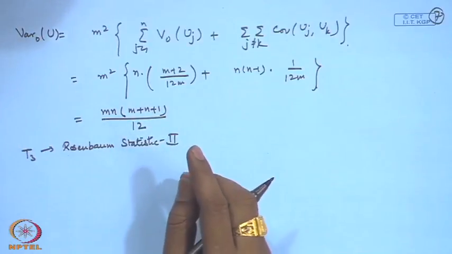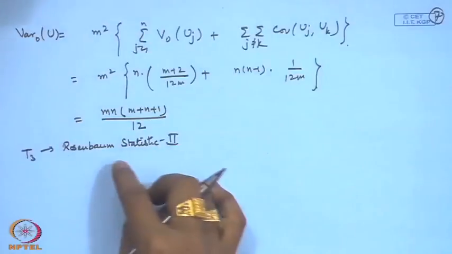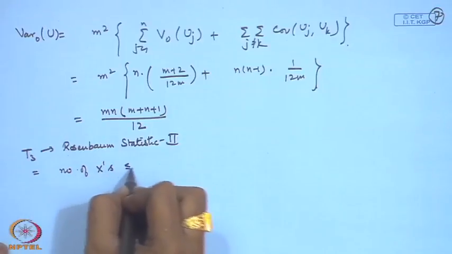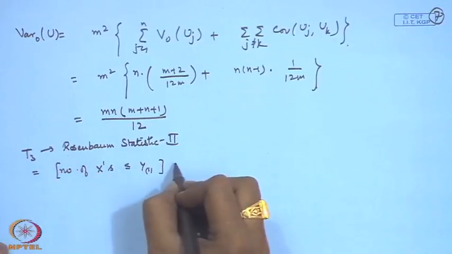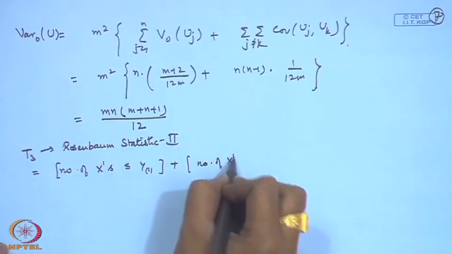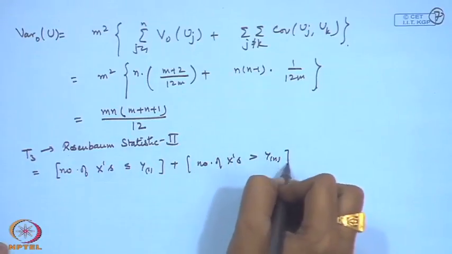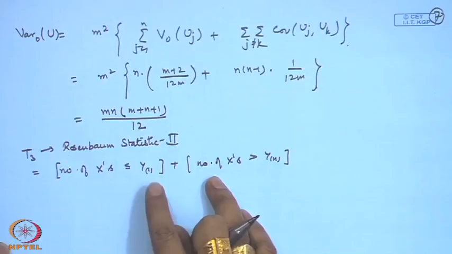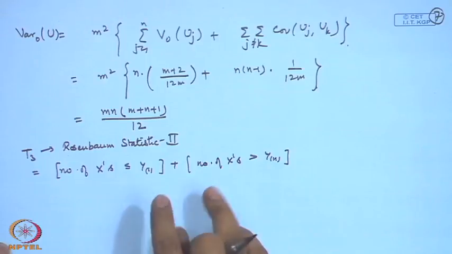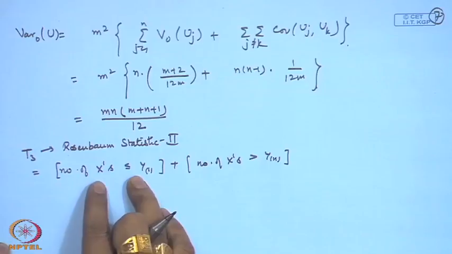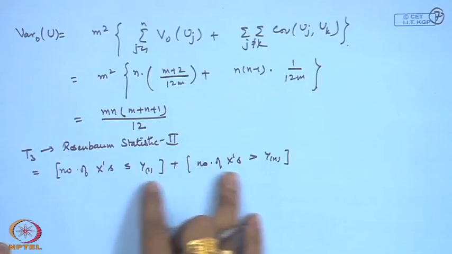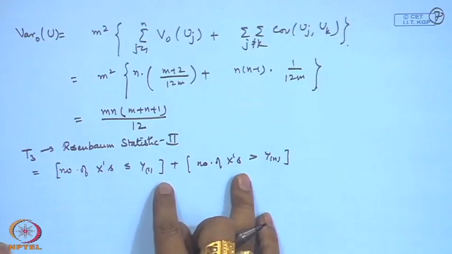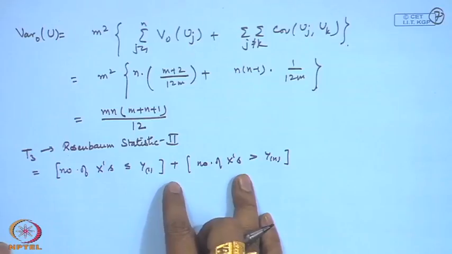I had defined one that was T 2 here, now I am defining T 3. This I am defining as the number of x's less than or equal to y 1 plus the number of x's greater than y n. This one you can see is more useful for the range, that means if we are checking the variability or the scale parameter, then this will be more useful. For example, if there are more x's which are outside of y 1 and y n, then certainly it means that the variability of x will be more than the variability of y's.